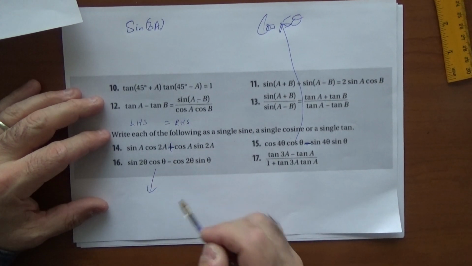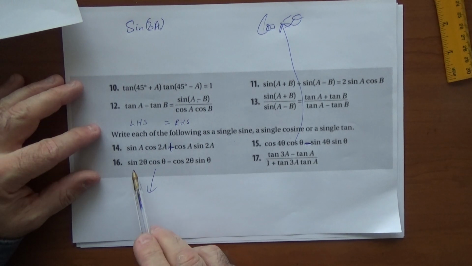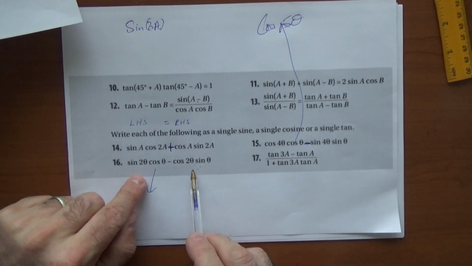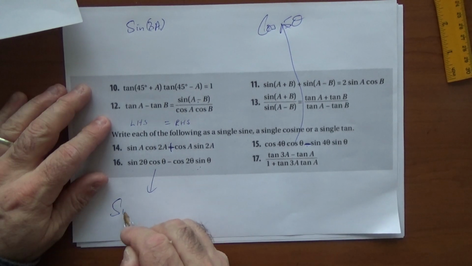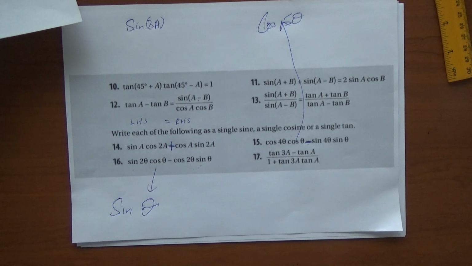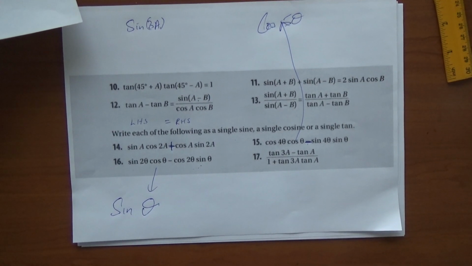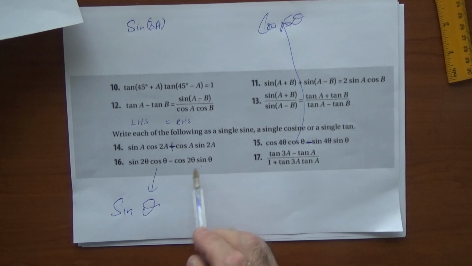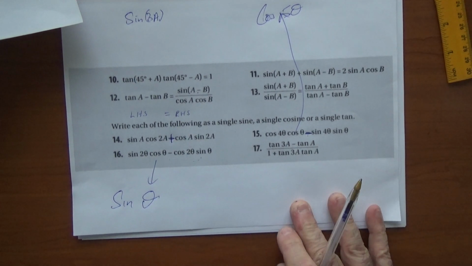Down here we go. So, hopefully you can make this out. Sines at the end, sine, cos, cos, sine. This is a sine. It's a sine of a subtraction. It's the sine of theta. Okay, so sine double cos minus cos double sine is sine of theta.